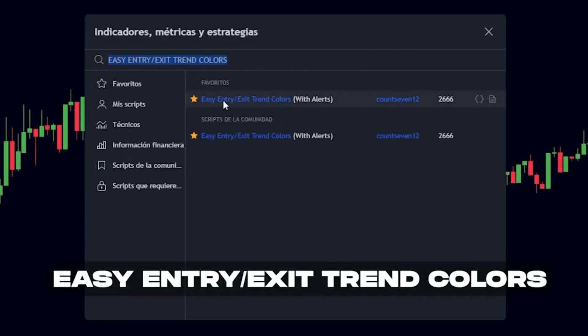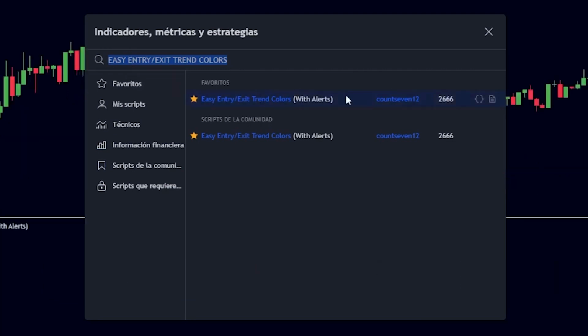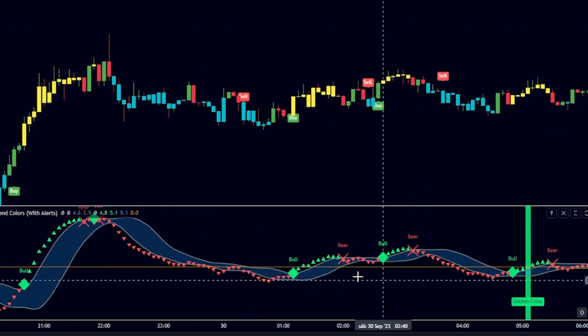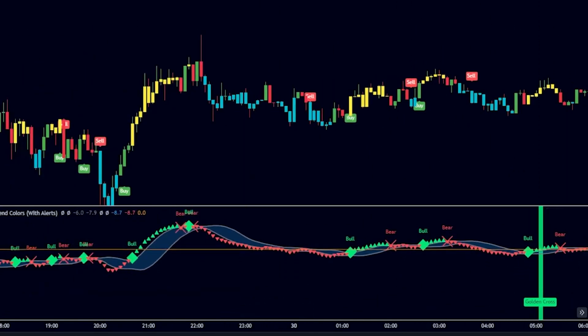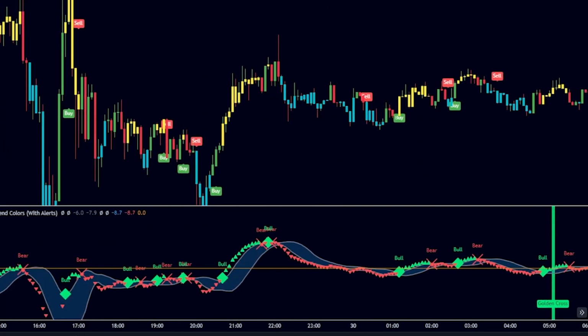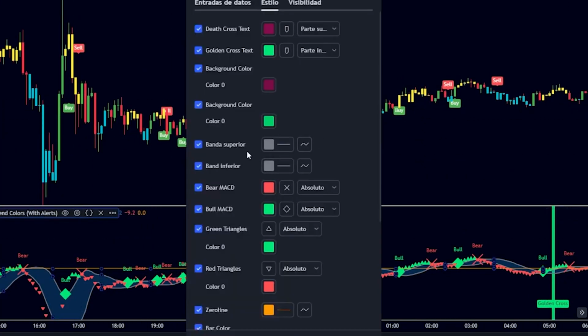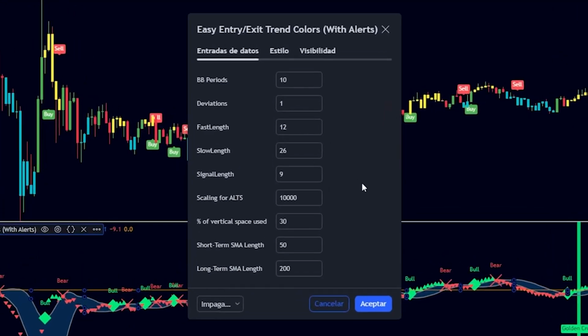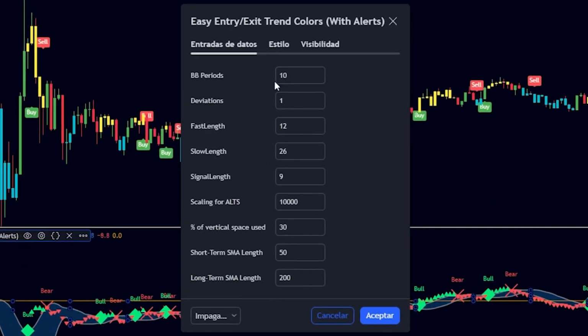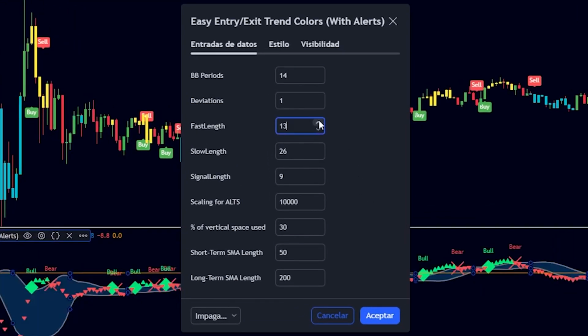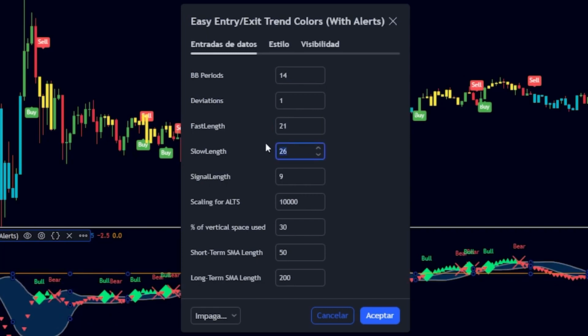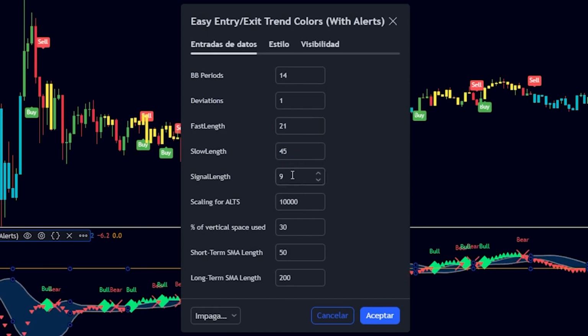and look for the easy entry/exit trend colors. Click and you will see something like this. Personally, this is an indicator that provides a lot of information, not only for this type of strategies but for many more, but in this particular one we will go to the configuration part and we will have to change almost everything. We will begin with raising this 10 to 14, the 12 we will raise it directly to 21, the slow length we will raise it from 26 to 45, and the signal length we will raise it from 9 to 14.